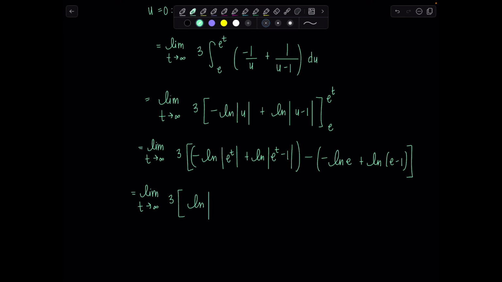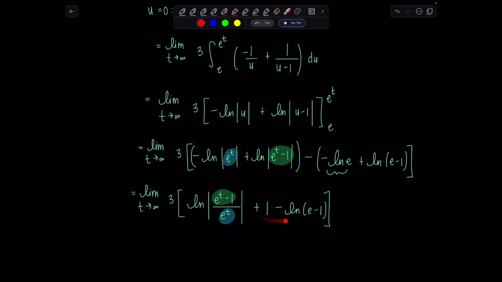So I have natural log. The argument from the positive natural log goes in the numerator. So we have natural log absolute value of e to the t minus 1 over e to the t. Did I lose you? This goes up here, and then this goes down there because it was negative. Plus natural log of e is just 1, minus ln of e minus 1. These are just constants.